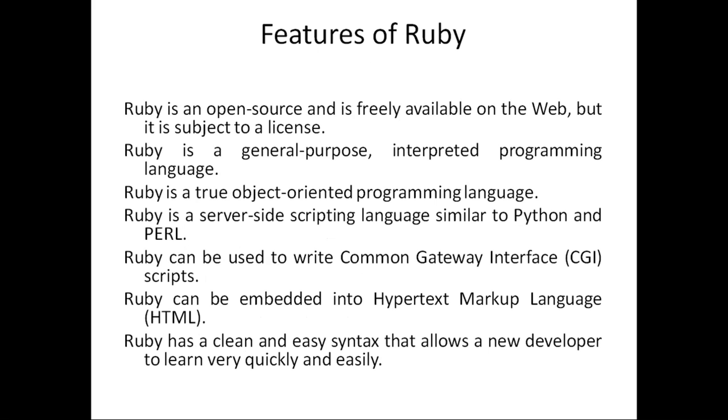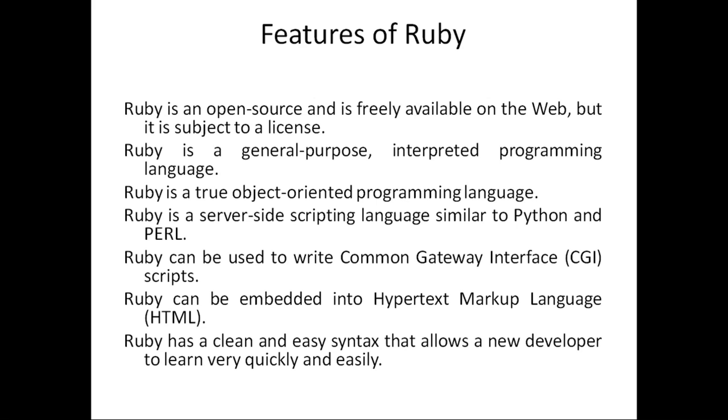As I told you, it is open source and freely available, but it is subject to license. It is also a general purpose interpreted programming language and a true object oriented programming language. Just like PHP, which you already used, it is a server side scripting language similar to Python and Perl also. Ruby can be used for the common gateway interface, CGI, and it can be embedded in hypertext markup language like HTML.